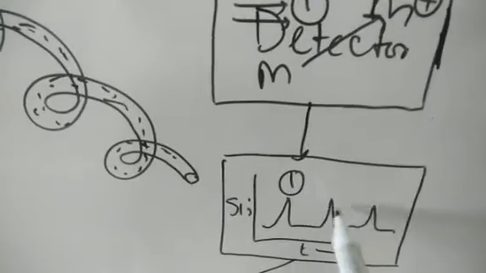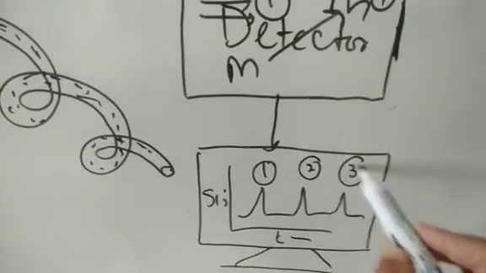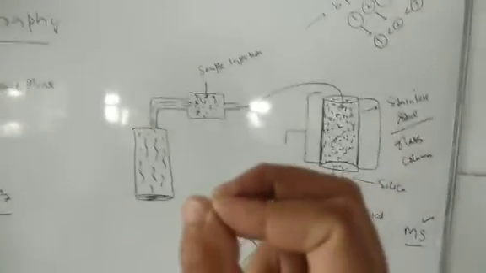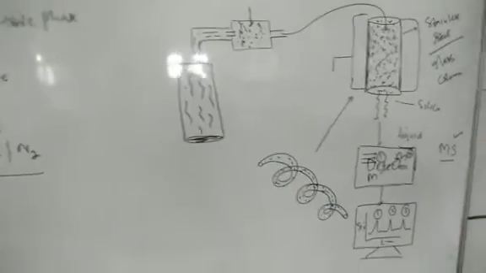And the second peak here has slightly higher volatility after that, meaning its boiling point is a bit higher, and this last one's boiling point is very high. That's why it comes late from the column. So in this way, we are in a position to separate the various molecules which have low boiling points with the help of gas chromatography.